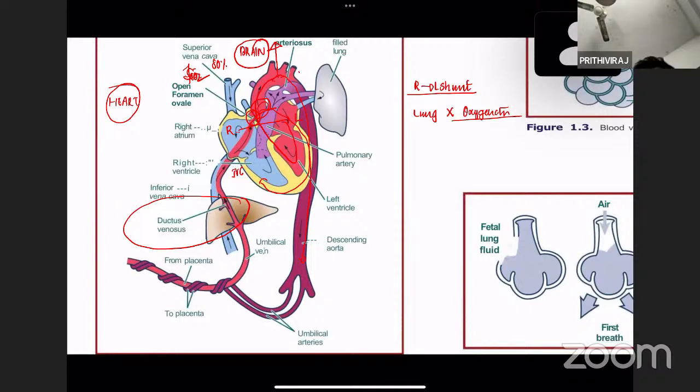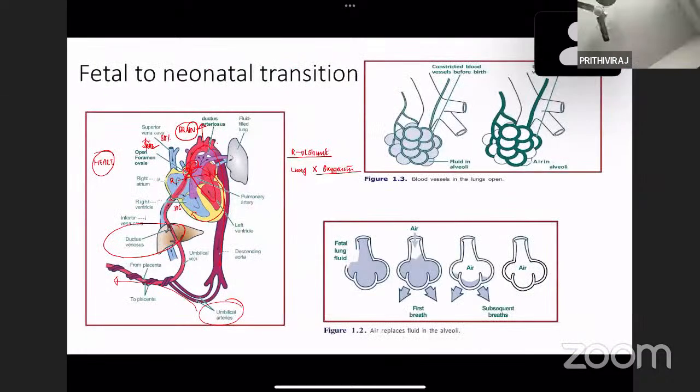and it will carry all this blood to the rest of the body through the descending aorta, and from there the umbilical artery will carry the blood again to the placenta for oxygenation. In this way, the fetal circulation works. But once the baby is about to be born, it has to go through a neonatal transition. The reason is your lungs are going to start participating, and the lungs will now take over the role of the placenta and play an important role in respiration.